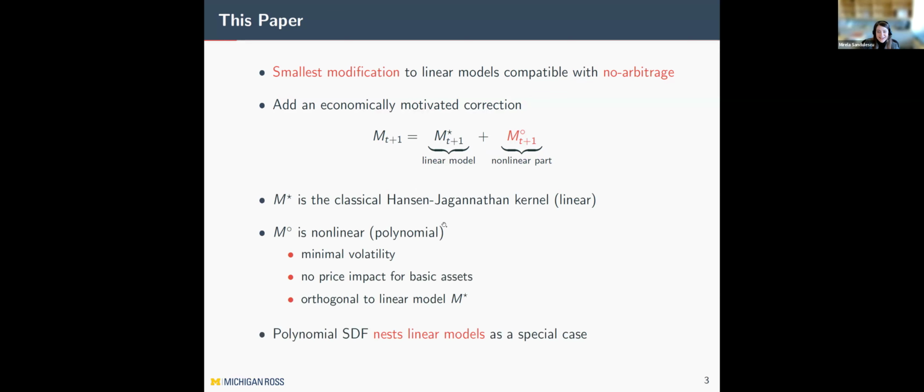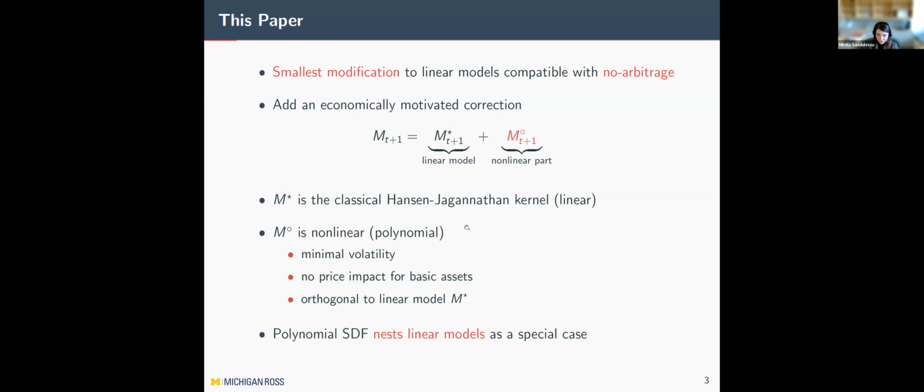So let me summarize what I have just described. We have that M star, which is the linear model, is going to be the linear projection from Hansen and Jagannathan. This nonlinear component is going to be polynomial. And obviously, in order to be positive, it has to be a polynomial of even degree. And we are only going to focus on positive polynomials. It's going to have minimal volatility. It's going to be orthogonal to the linear model. So then it's also going to have no price impact for the basic assets. Again, think about stocks and bonds. And polynomials are going to be a natural way for us to do this because they are going to be the only class of models that can nest the linear model as a special case.